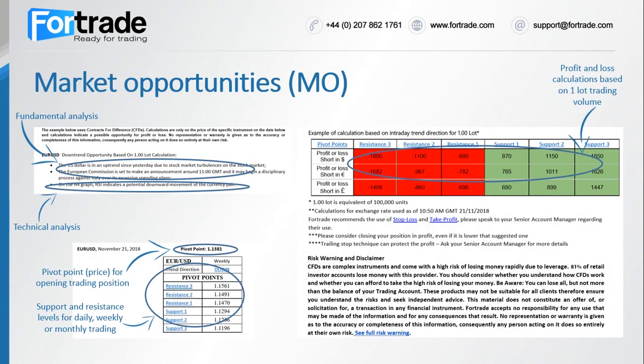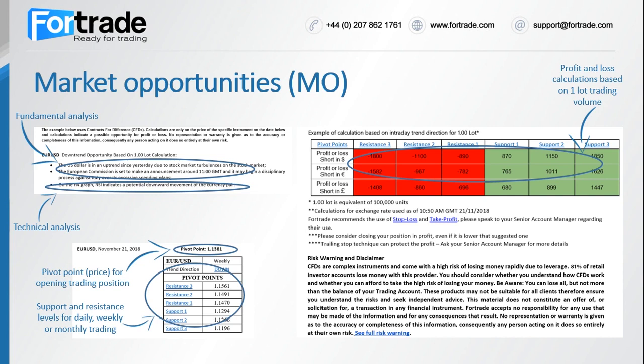So here's an example of a relatively recent market opportunity. Here you can see fundamental analysis on what's going on with the euro-dollar currency pair. You can see this is a downtrend opportunity over a weekly period, since our analysis suggests the euro would decline in value against the dollar. At the top you can see some geopolitical events and fundamental analysis that can influence the euro-dollar currency pair.